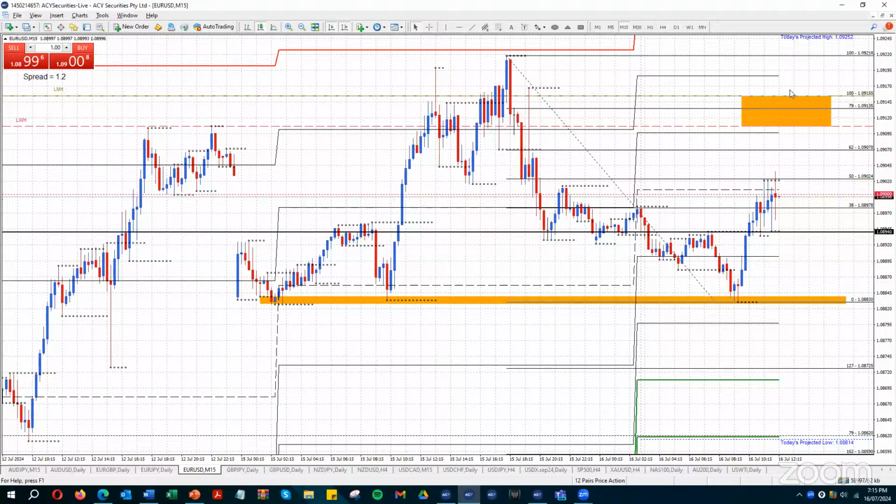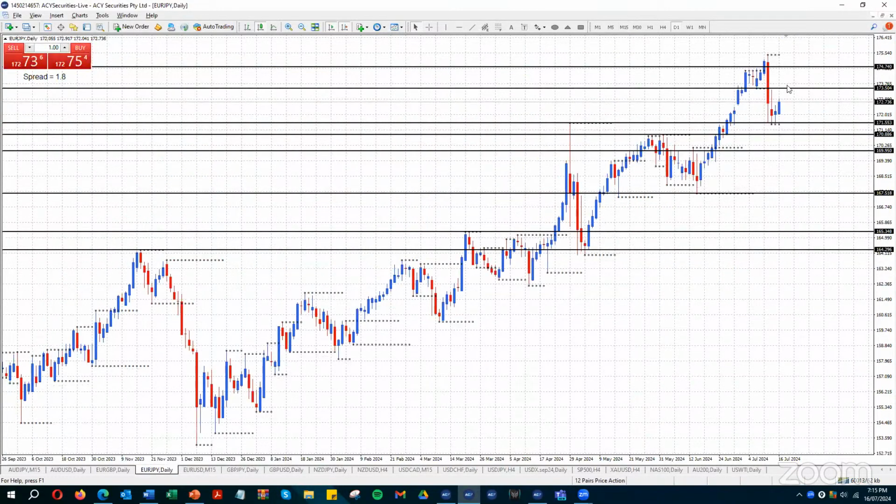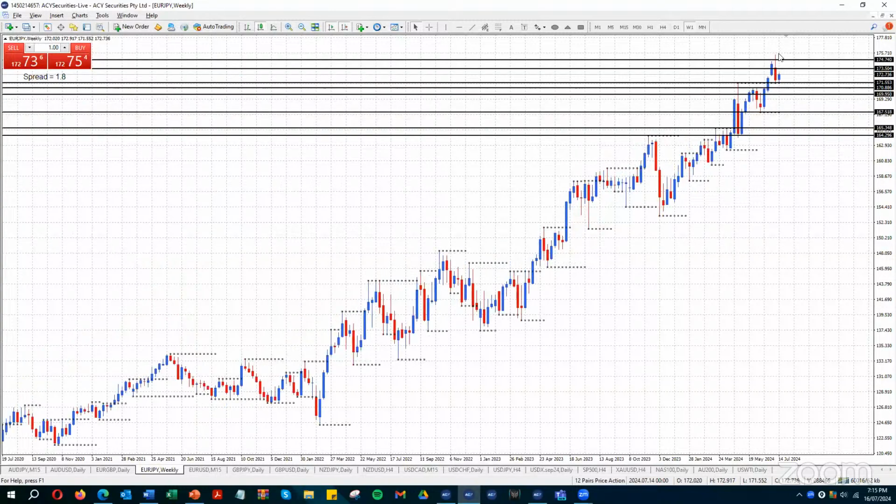Resistance is quite clearly at the 109.16 area where we were failing at yesterday. Euro yen had a big, let's go to the weekly chart, big outside week, did get support at this weekly high here, 171.55. Is that going to stop this pair moving further down? Or are we going to bounce to move below?